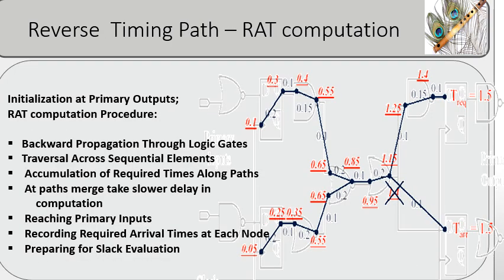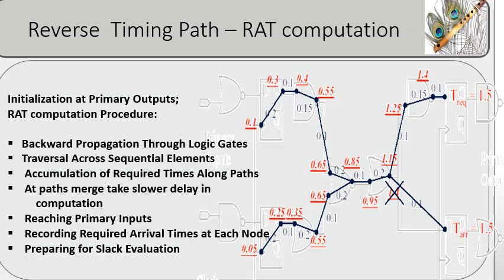The required arrival time computation starts from the capture flip-flops, defined here by the setup constraint with T_clk equal to 1.5 ns. This required time is propagated backward through the combinational logic toward the launch side. At each stage, gate and interconnect delays are subtracted, reducing the required time at preceding nodes. For reconvergent paths, the minimum of the incoming required times is selected to enforce the most restrictive constraint.